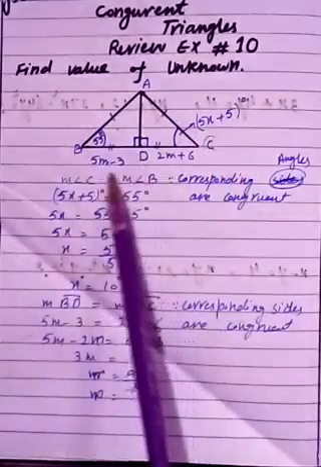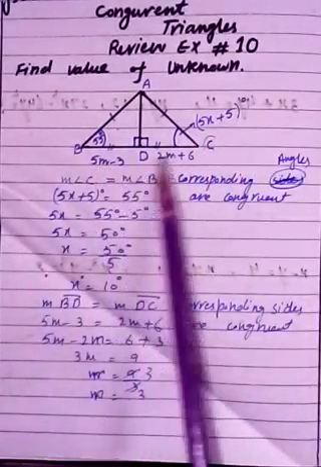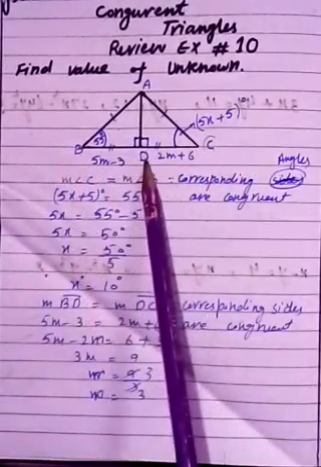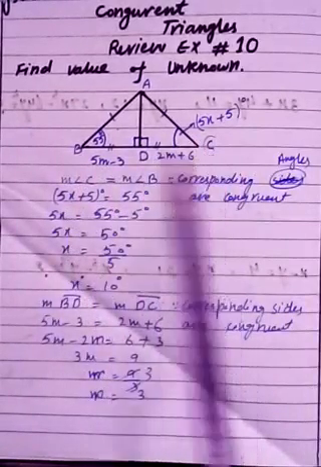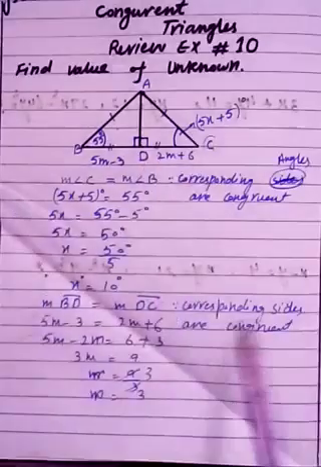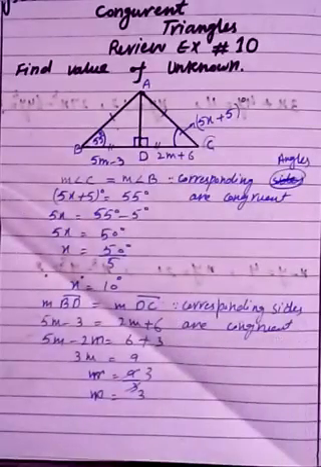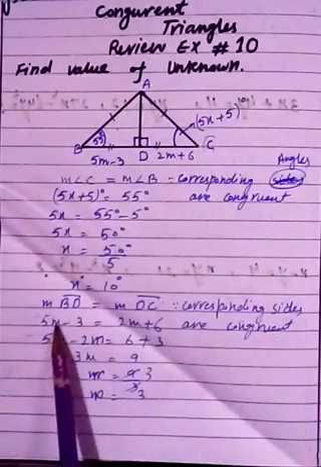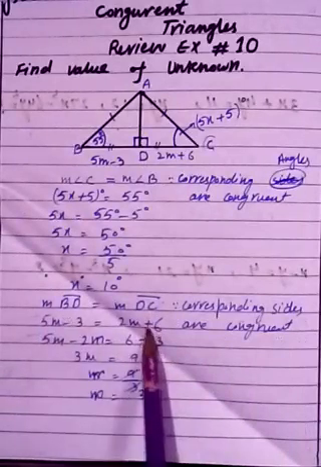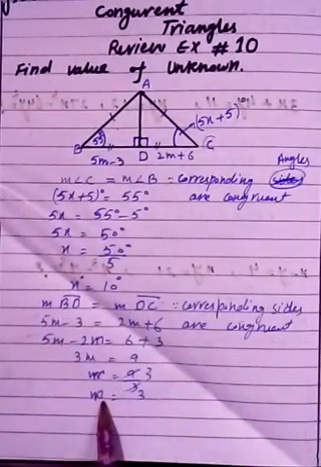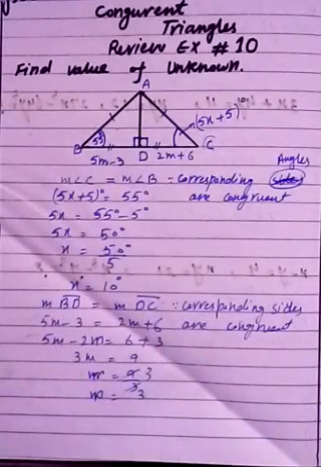Now you have to find the value of m in the sides. Now BD equals DC, corresponding sides of congruent triangles. Now put the value of BD and DC. After simplification you get the value of m equals 3.